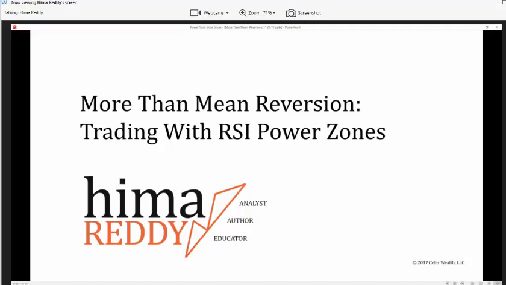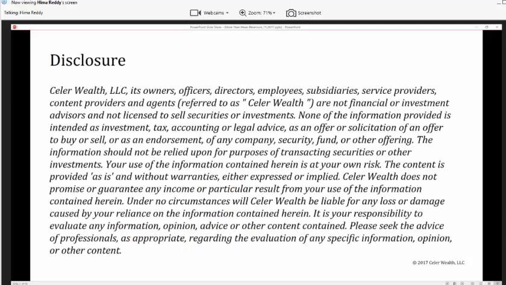And before we get to the fun stuff, obviously, I need to remind you, like all my other colleagues today, that trading can be risky business. So the key point from this write-up here is it is your responsibility to evaluate any information, opinion, advice, or other content contained within.